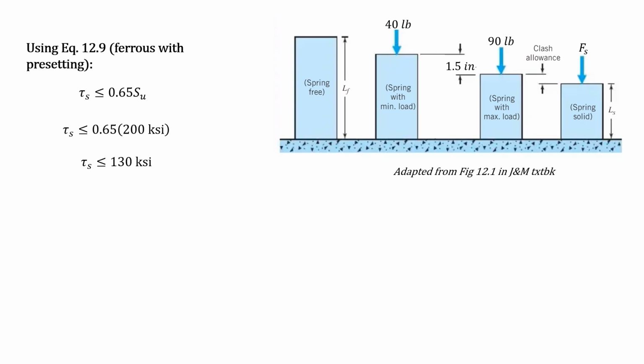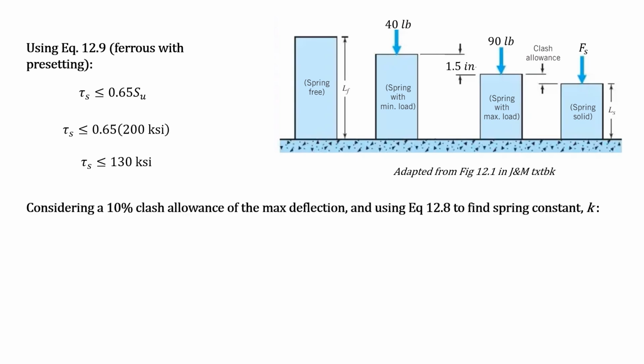And then if we solve for that, we find that the shear stress needs to be less than or equal to 130 KSI. Then we can also consider the 10% clash allowance from our max deflection. So we can use equation 12.8 to find the spring constant K.